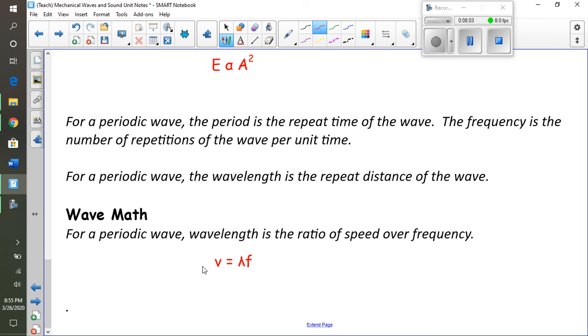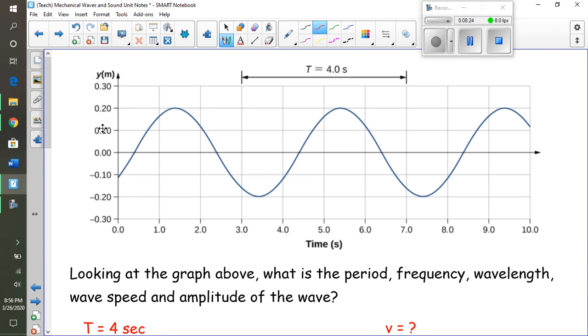This is very important. For this wave, its speed is equal to its wavelength times its frequency. So again, here we use the Greek letter lambda for wavelength and f for frequency. And we'll take a look at that in a little more detail in a moment. So let's take a look at an example here.